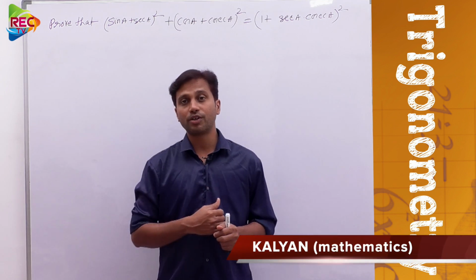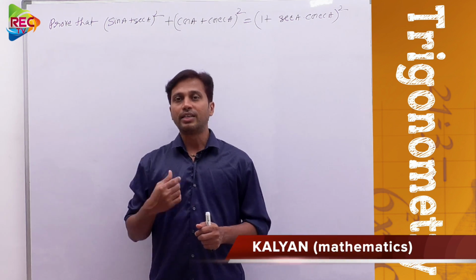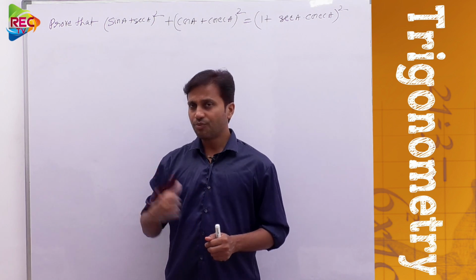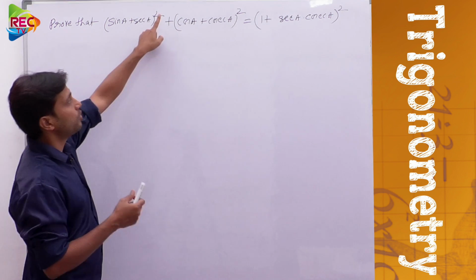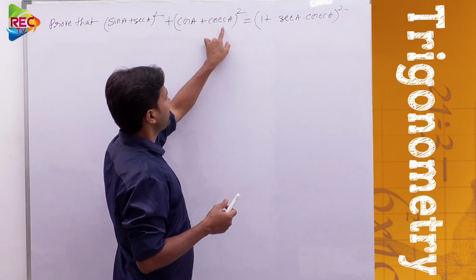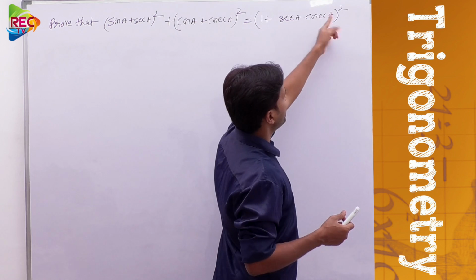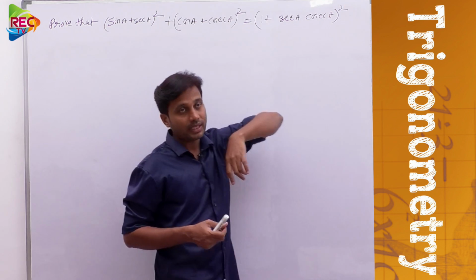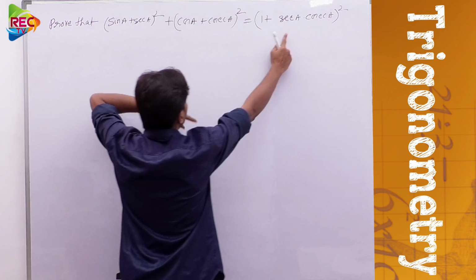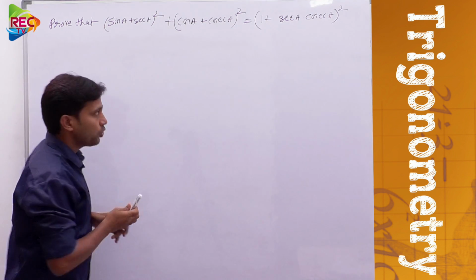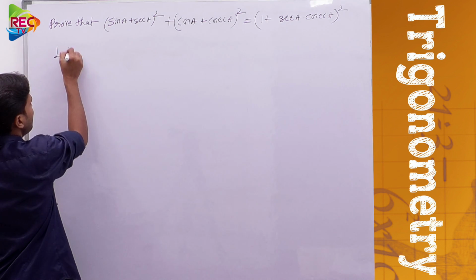In this class again we are going to do one more problem based on trigonometric identities. Just see what the problem is. (sin A + sec A) whole square plus (cos A + cosec A) whole square is equal to (1 + sec A cosec A) whole square. That means we need to take this LHS part and we need to get this. So take LHS, write it down.